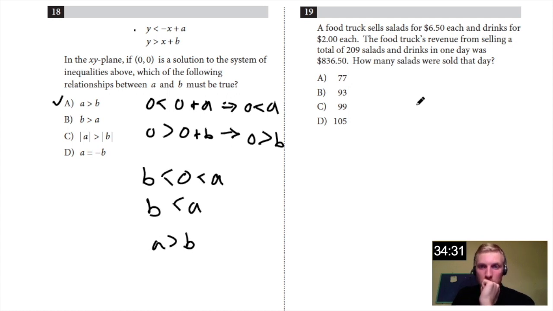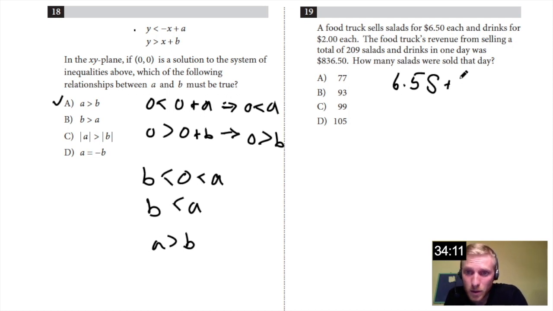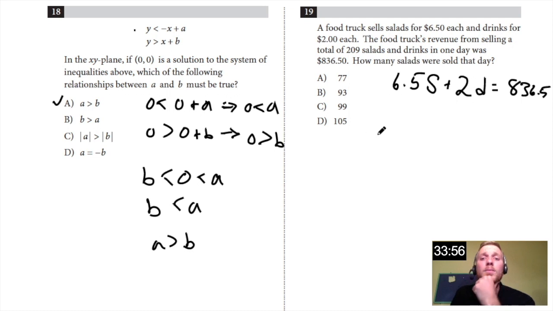So we can make a system of equations here. $6.50 was the cost of each salad. I'm going to use the variable s for salads. So I'm going to say 6.5 times our variable s, plus $2 for drinks. I'm going to use the variable d for drinks, so plus 2d, and our total amount of money was 836.5, so that equals 836.5. Good.